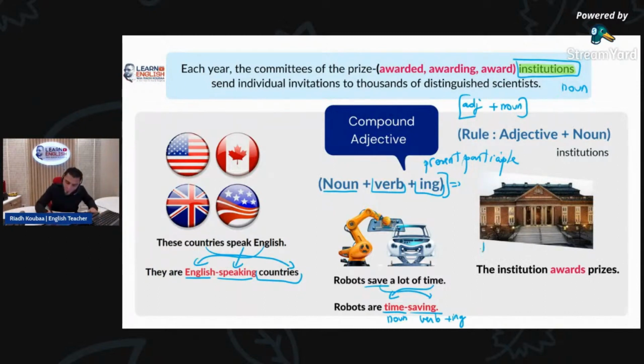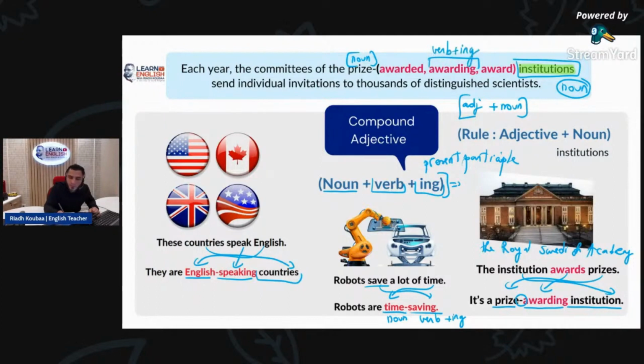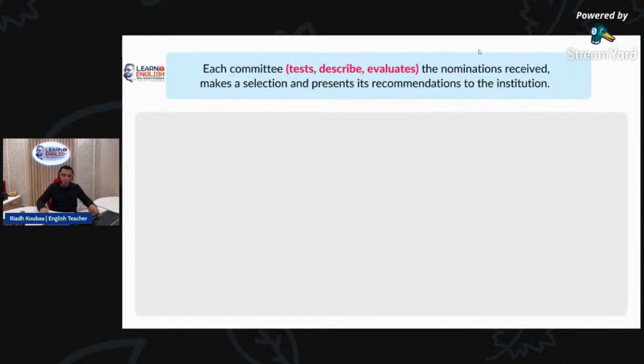The Royal Swedish Academy. So what does this academy do? It awards prizes. So it's a prize awarding institution. And we have to keep this hyphen here. Prize awarding institution. Because we have a noun here, we will need an adjective. So this one is a noun plus verb plus ing form. So it's a prize awarding institution.